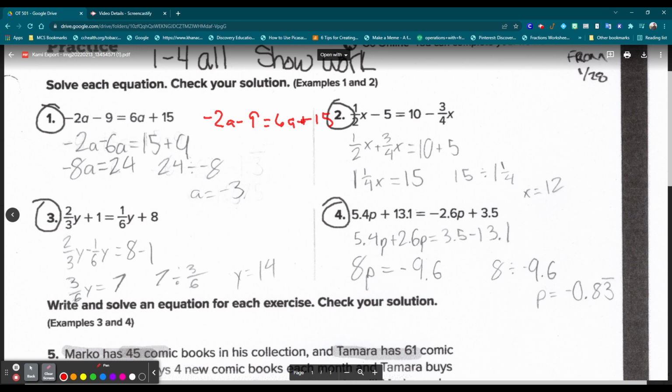To do that, you're going to move one of the variables. So usually I recommend moving the smallest of the two. You don't have to. You can use the larger of the two. It doesn't really matter. But I'm going to move the smaller of the two. So that would be negative 2a.